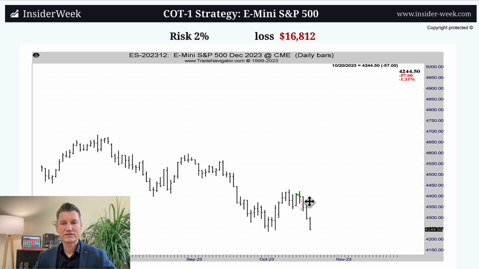And as you can see, I was stopped out the next day with a loss of $16,812. With this trade I made a loss, but it was a good trade because the setup on the weekly chart was good, and I didn't make mistakes with my entry or with risk and money management. My plan was to lose a maximum of 2% of my CFTC trading account, and after I was stopped out, the loss was $16,812. It was the 2% of my CFTC trading account.